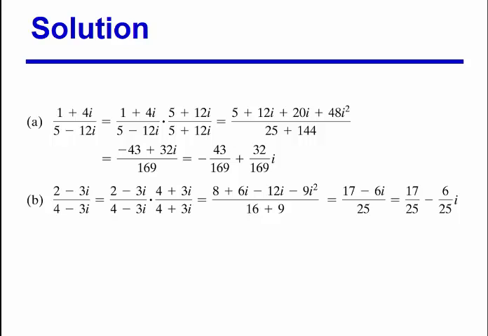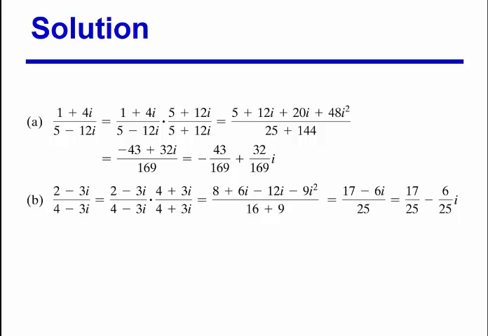So for a, as you can see, what we do is we multiply the top and the bottom by the conjugate of the denominator, which happens to be 5 plus 12i. So we do FOIL in the numerator and also FOIL in the denominator. Now, of course, the denominator will be a non-negative real number since that is what the rule is.